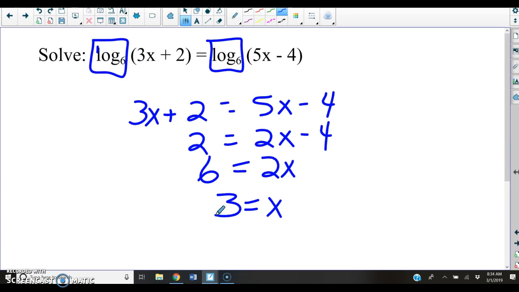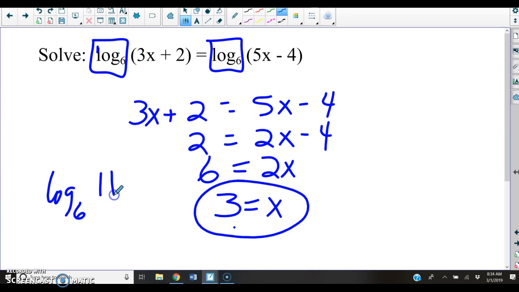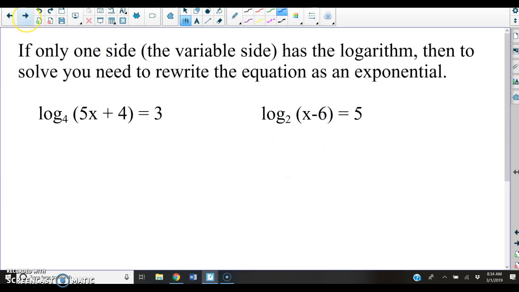Please remember to check. Okay, we're going to talk about extraneous solutions here in another slide or two, but please remember to check. So when we put 3 back in, we'd have the log base 6 of 11, and on the other side, we'd have the log base 6, 15 minus 4 again is 11. So you always want to check that.